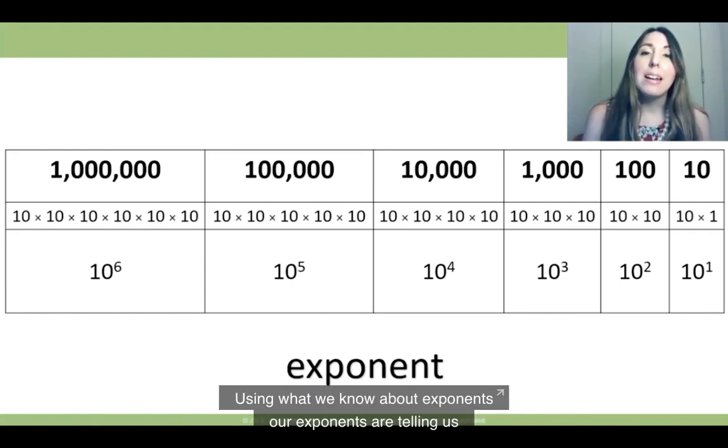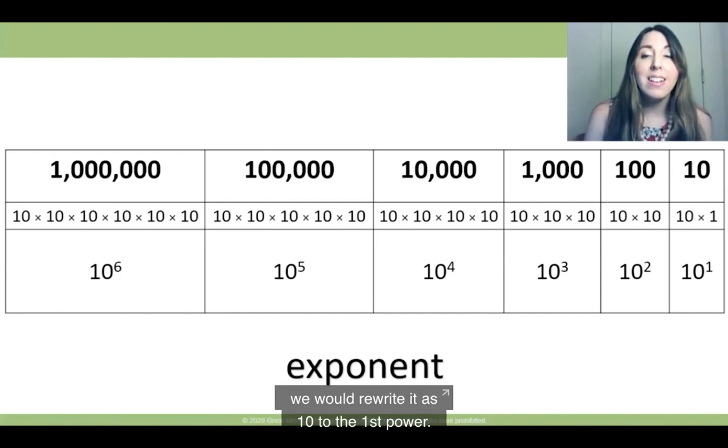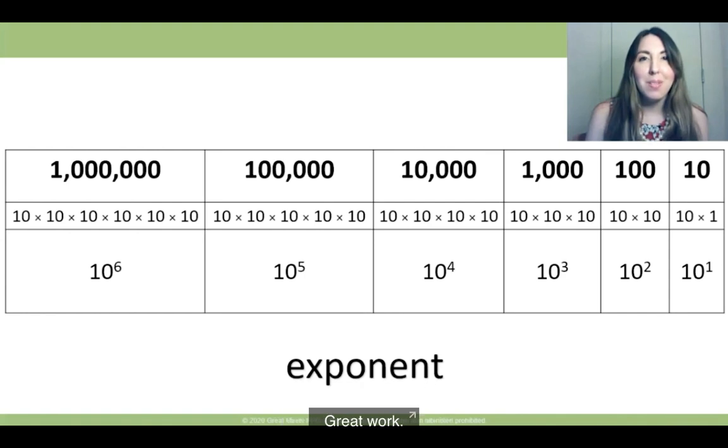Using what we know about exponents, our exponents are telling us how many factors of 10 are in that number. In the number 10, we only have one factor of 10. So if we were rewriting it with an exponent, we would rewrite it as 10 to the first power.